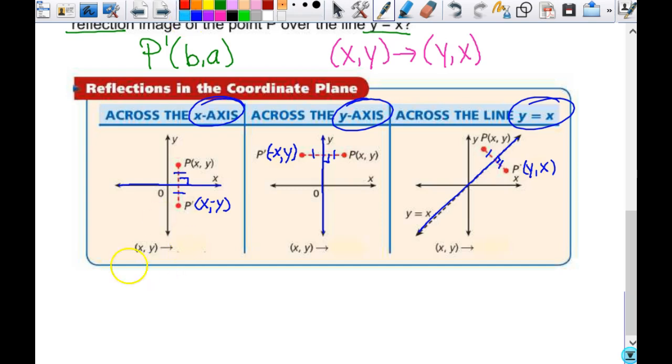So your mapping notation, XY for when you reflect across the x-axis. XY maps to X negative Y. Good. When you reflect across the Y-axis, XY maps to negative X, Y. When you reflect across Y equals X, XY maps to YX. Very good. So make sure that you have a good grasp on these 3 so that when we get the other ones, they don't start to all get mixed up in your head. Find a way to make sure that this is solidified for you. Okay? We all good? Any questions?